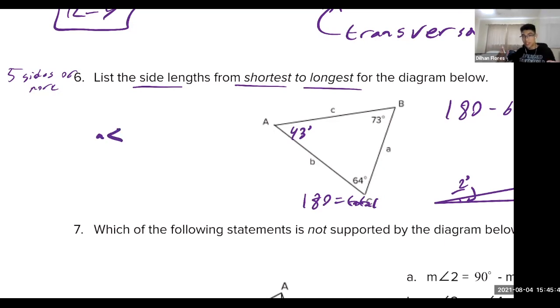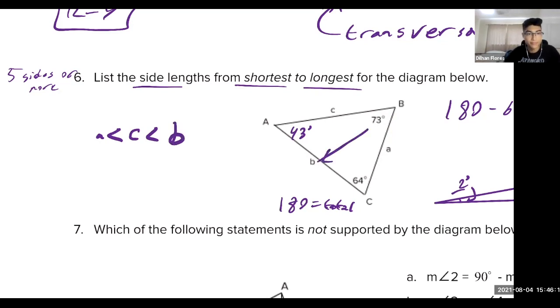Now, A is going to be smaller than what? What is the middle angle? What's the medium angle? Angle C. Let me move that out of the way. Angle C, that's the middle angle, right? So C, the corresponding side, is that middle side, and the remaining side is going to be for angle B. 73 degrees is going to be the largest angle, so side B is the largest side.